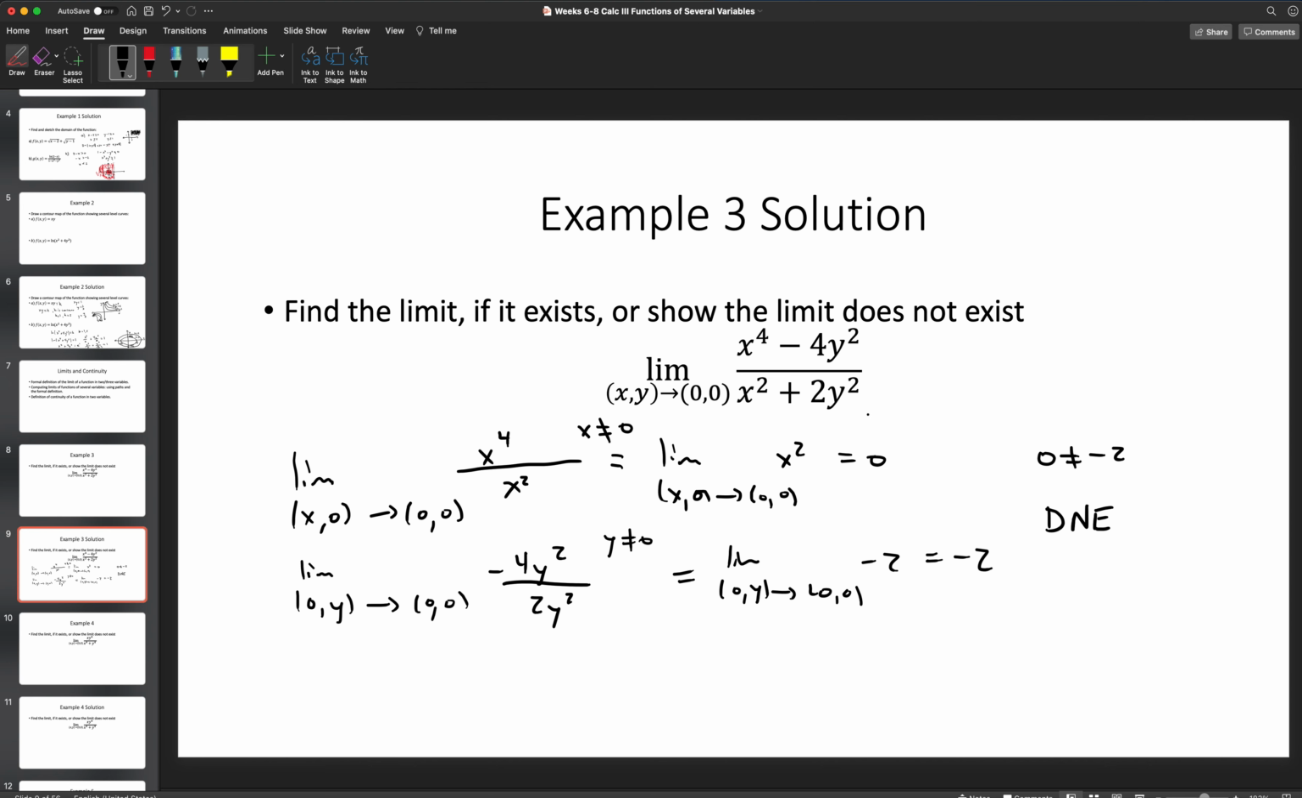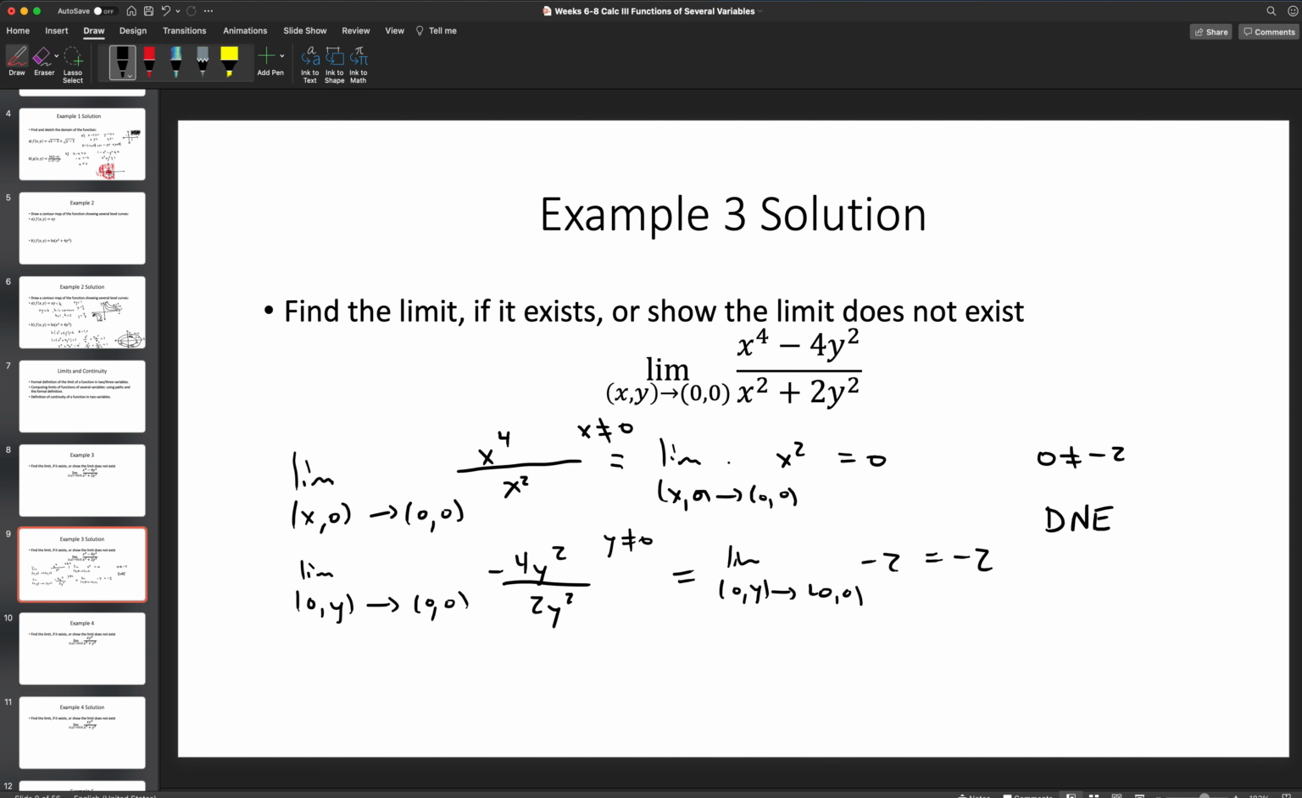This is not using the definition, although using the definition would be very tedious in this example. There are some examples in your textbook where you would use the definition and it wouldn't be too tedious to do so.